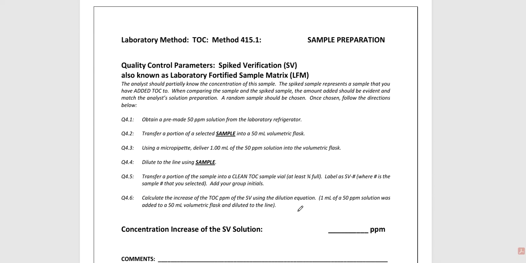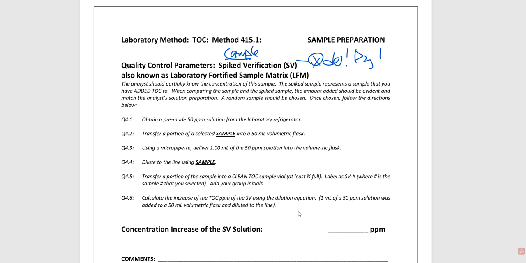Next up is a spiked verification. This spiked verification you cannot do on day 1, and the reason is because this is a spiked verification of a sample. So we're making sure that when we add TOC to a sample, that sample's value does in fact go up from what it ran.